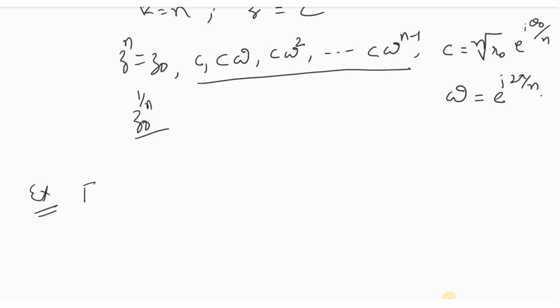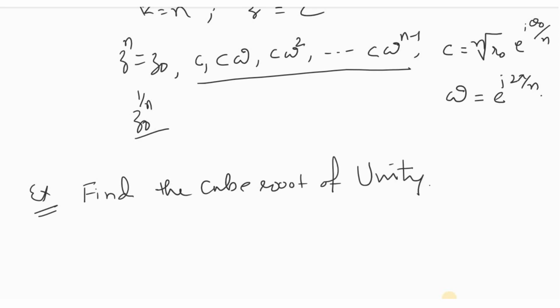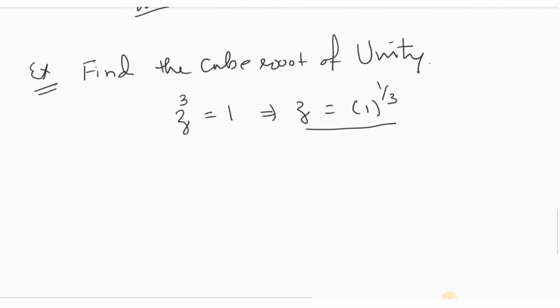The first example that we can take is to find the cube root of unity. To find the cube root of unity, you need to solve the equation z cube equal to 1, because z is nothing but 1 power 1 by 3. Unity means 1, so you are calculating the cube root of 1. So you need to find the solutions of this equation.